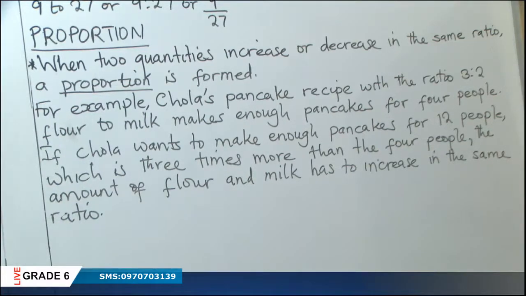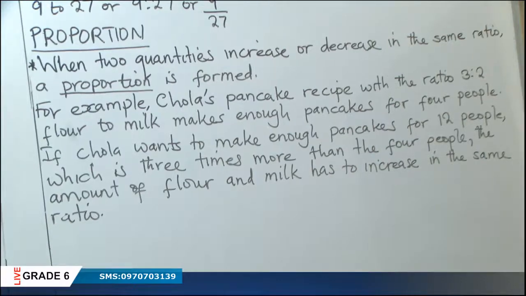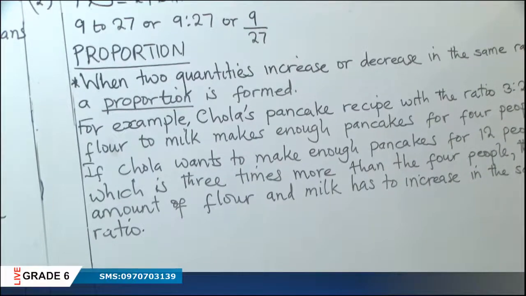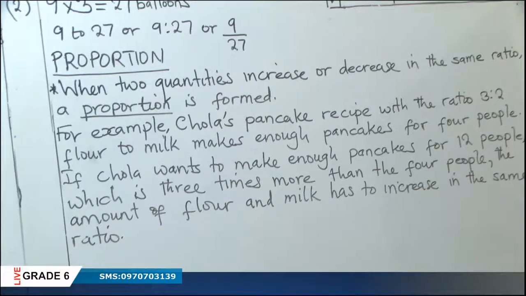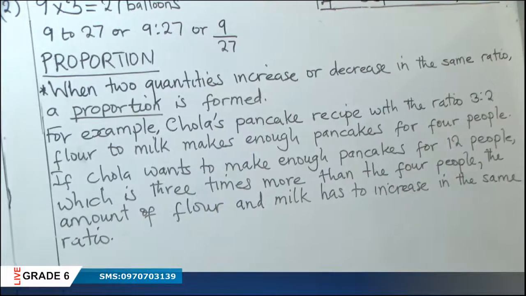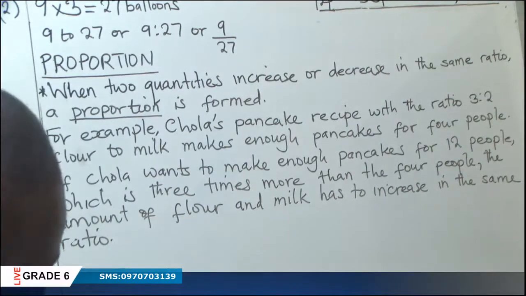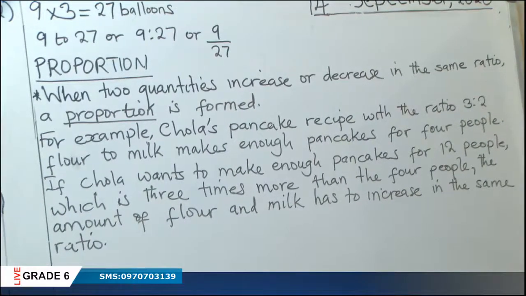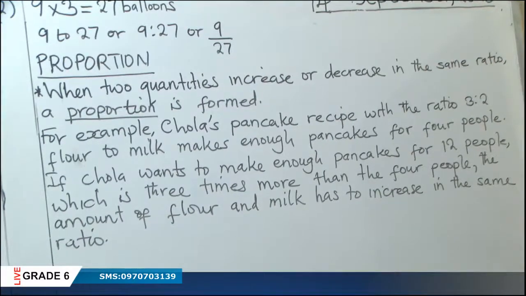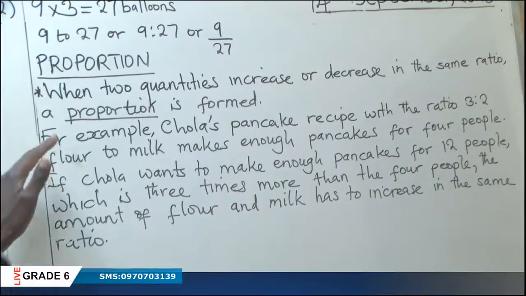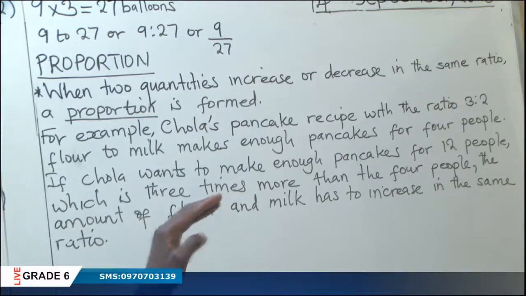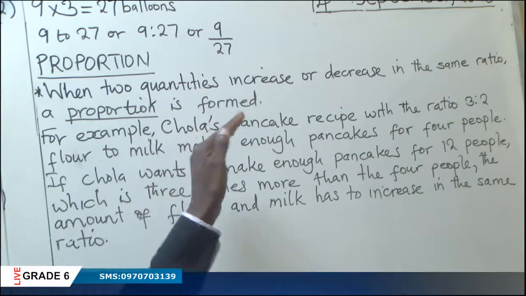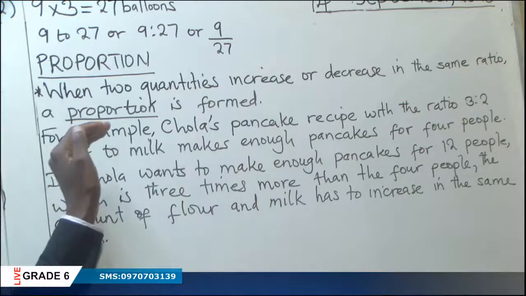If you are still behind, boys and girls, we have been looking at ratio and have explained how we can find ratio. Now we've moved on to proportion. I know a number of students out there still have challenges when it comes to proportion, so I want you to follow very closely. When 2 quantities increase or decrease in the same ratio, a proportion is formed.